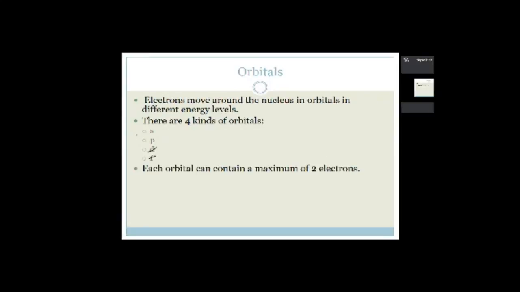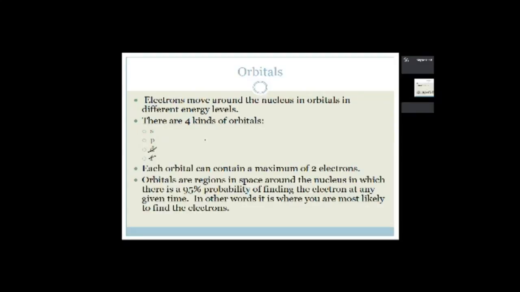Each orbital can contain a maximum of two electrons, but that's only if they have opposite spin. So what I want you to think of is, here is your nucleus, which has protons and neutrons in it, and then here is your orbital. What we are saying is that we've got a maximum of two electrons in each orbital, and they are in opposite spin. So one might be spinning this way and the other is spinning this way.